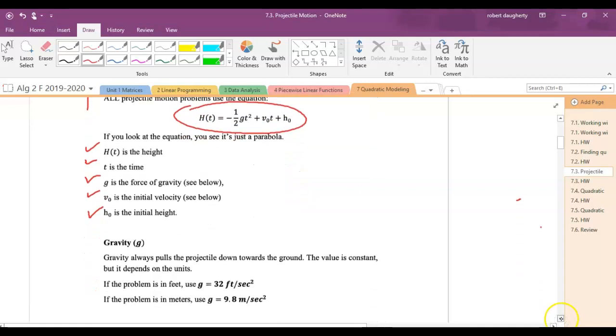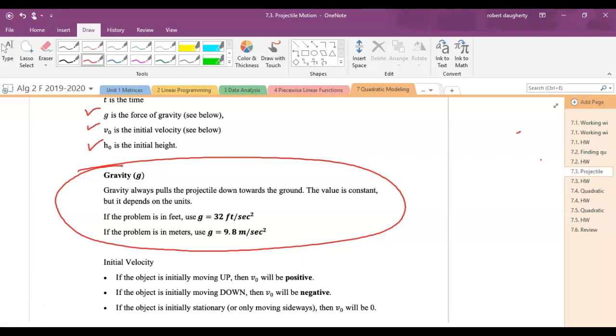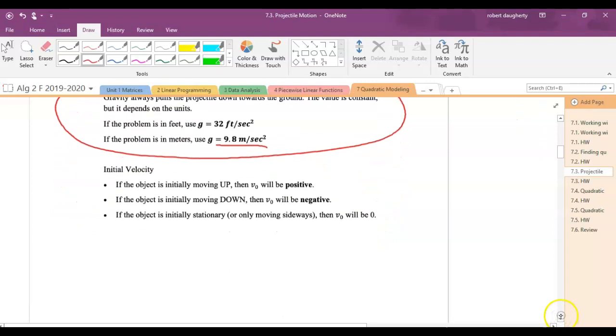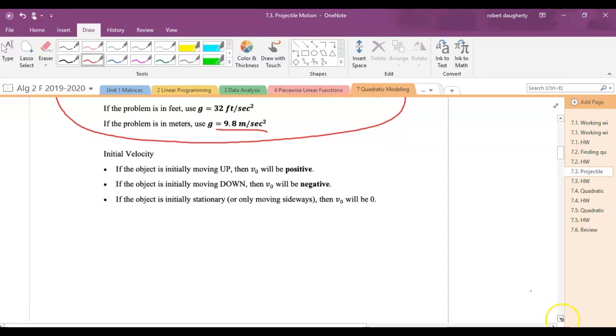For all of our problems, gravity is going to be represented by this constant. This will be on your test. The actual number, I'll give you, so you won't have to memorize it. But if the problem is using feet, gravity is 32 feet per second squared. If we're talking about meters, gravity is 9.8 meters per second squared. And likewise, if I force the object up, the initial velocity is positive. If I force it down, the velocity is negative. If it just rolls off, I don't give it any force, that's an initial velocity of 0.